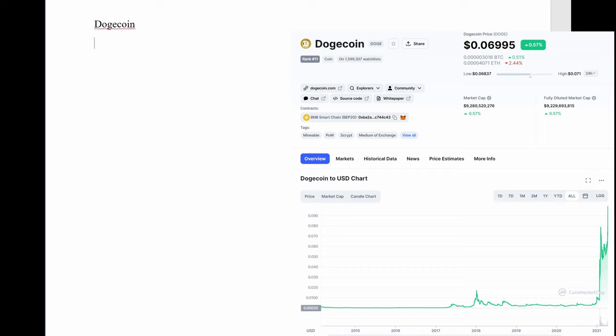Today they have a market cap of $9,280,520,276. Oh, I forgot, actually they have a price as well, a price of 0.06995 USD. And the market cap is, as I said, 9 billion. And the daily trading volume is $356,213,587. So you see the change there, USD dollars. So we now know that, right? Good.